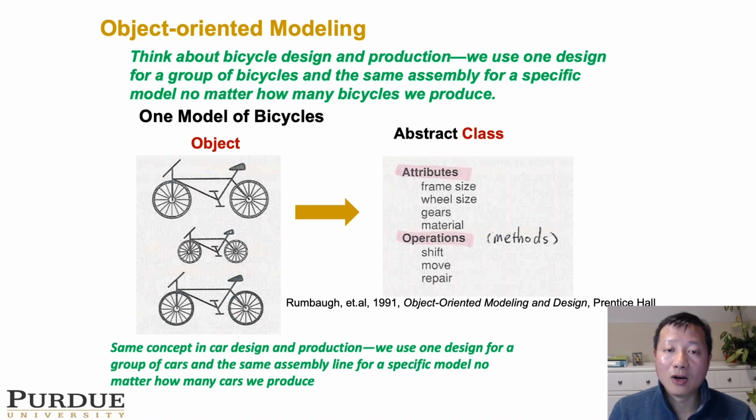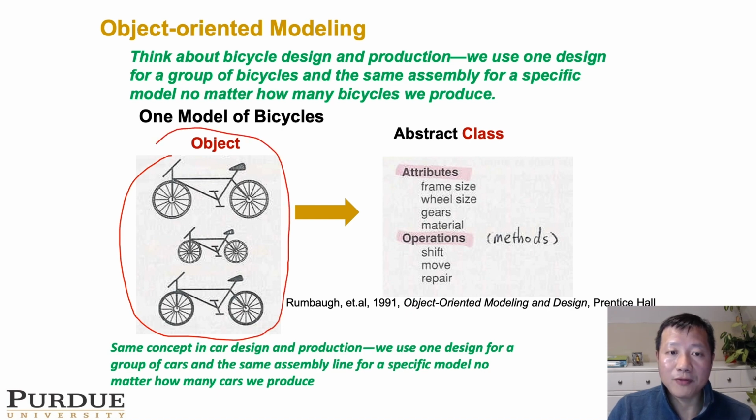Look at the bicycles, right? Look at them. Thinking about bicycle design and production. We can use one design for a group of bicycles and the same assembly for a specific model, no matter how many bicycles we produce, right? How many bicycles we produce. So this leads to the concept right here. We have many bicycles, right?